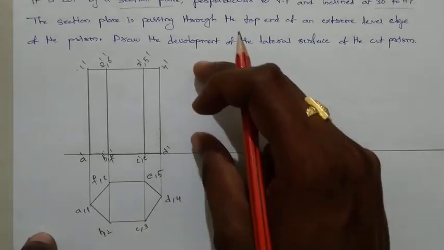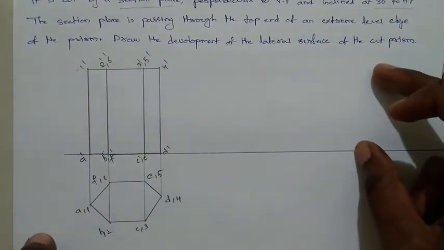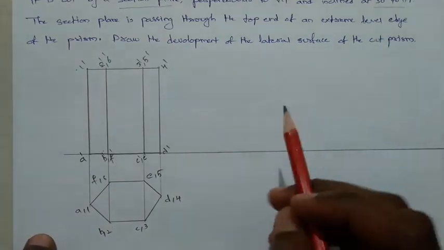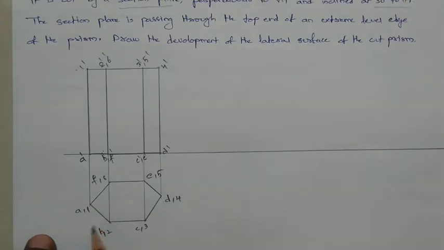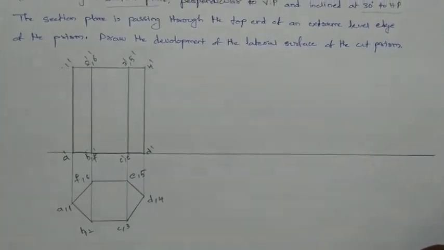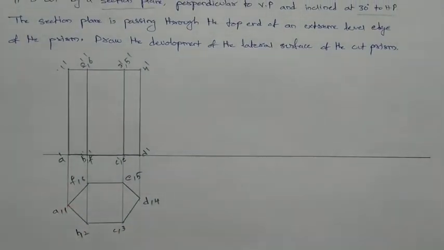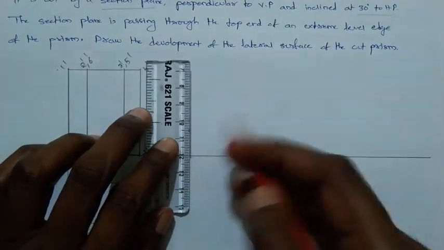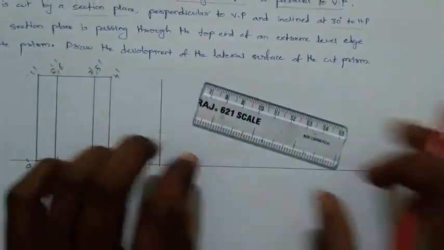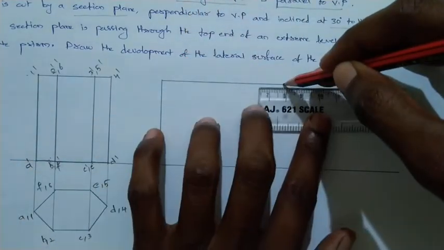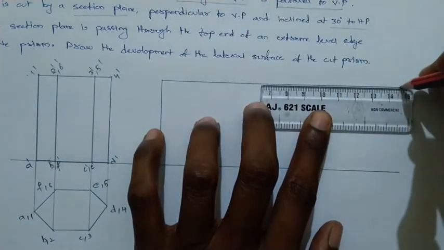Now later on you have to draw the development of the hexagonal prism. So my question is, what is the length we have to draw from here to here? That will be equal to 6 times the side given. Why do we have to take 6 times the side? Because a hexagon has 6 sides and each side is 30 mm. 30 into 6, that is 180 mm. So draw the development which is equal to 180 mm. I am taking a rough scale here, not exact dimensions, but in the drawing you have to take the exact dimensions.